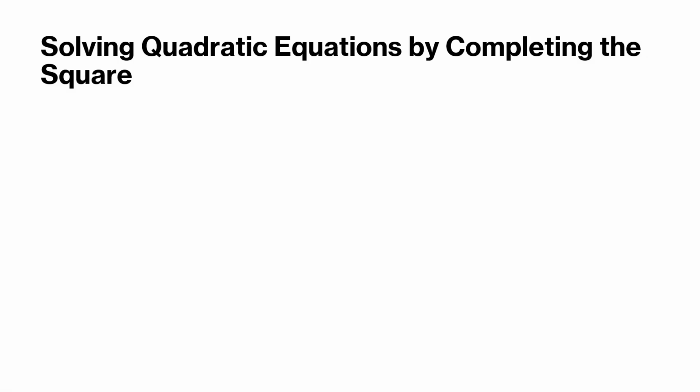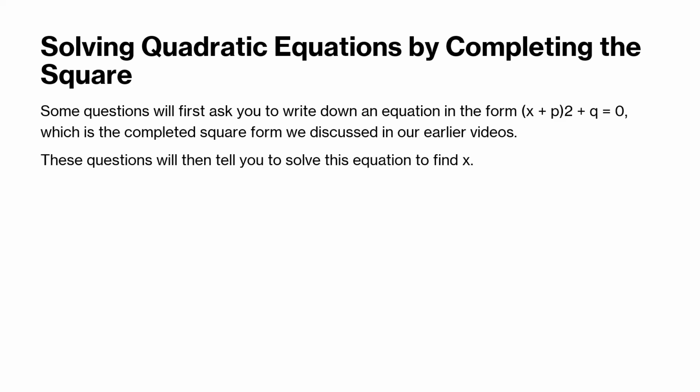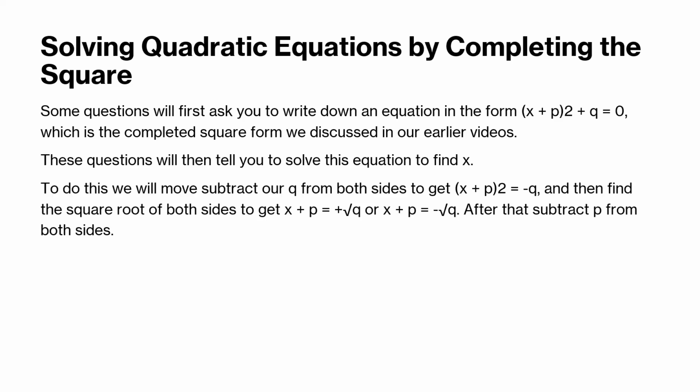Our third method, completing the square. Some questions will first ask you to write down the equation in the form x plus b squared plus q equals 0, which is the completed square form we discussed in one of our earlier videos. These questions will then tell you to solve this equation to find x. To do this, we subtract q from both sides to move q to the other side of the equal sign, to get x plus b squared equals minus q. We find the square root of both sides to remove the square. So we get x plus b equals the positive root of minus q and the negative root of minus q, two separate answers. Then we subtract b from both sides to isolate the x. Our final answer will be x equals the positive root of minus q, minus b, and the negative root of minus q, minus b, both of our answers.